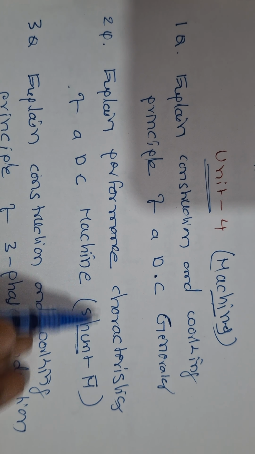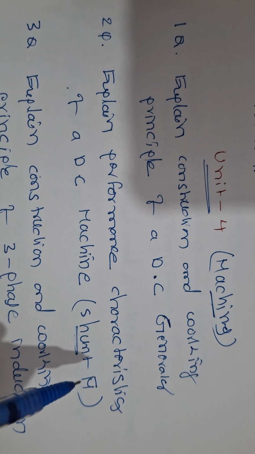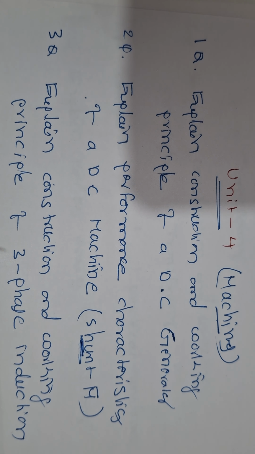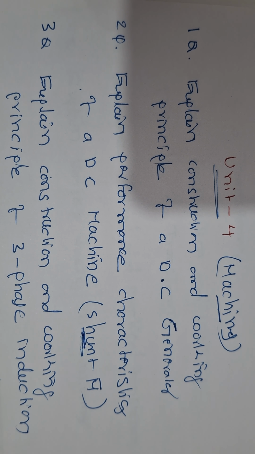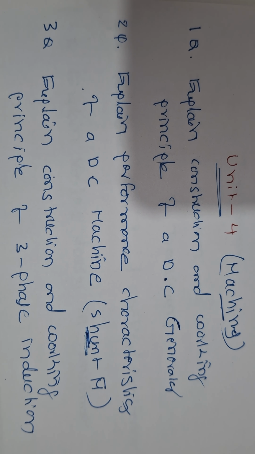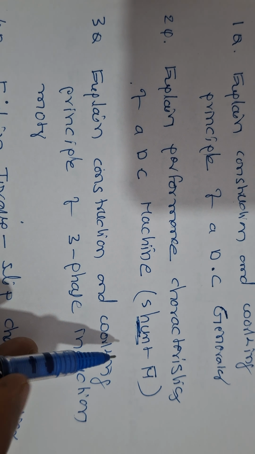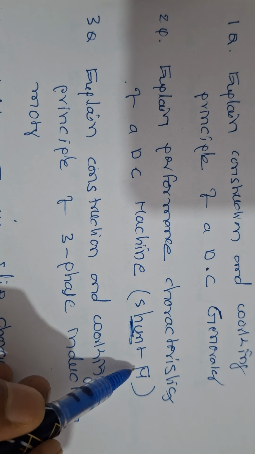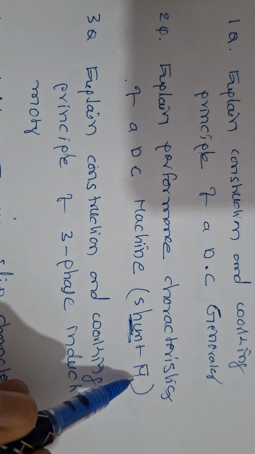Next, explain performance characteristics of a DC machine. They will mention shunt machine. What are the relations in the shunt machine between torque, armature torque, and armature current, and speed versus torque? There are different performances, for generator and motor as well. Mostly they'll give a shunt motor, so be careful what they are asking.